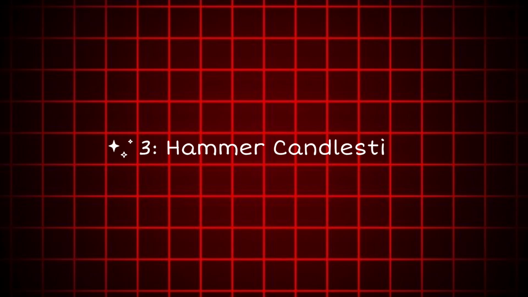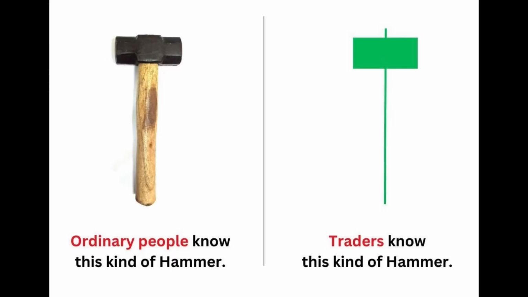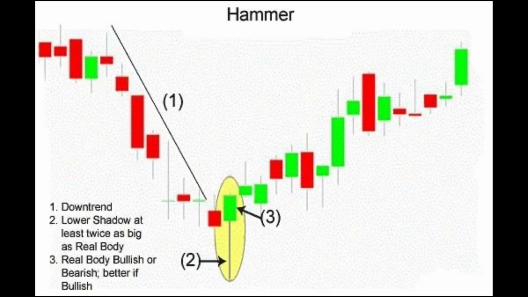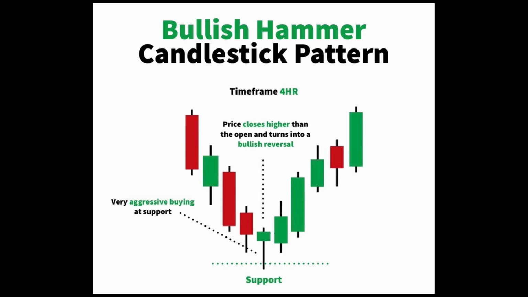And the third one is the hammer candle. You might wonder why we call this a hammer. Look at the candle. It actually looks like a hammer. You notice it. So if you see a hammer candle on a chart, but remember, if you see this at the bottom of a chart, what does it mean? It can show a potential reversal.